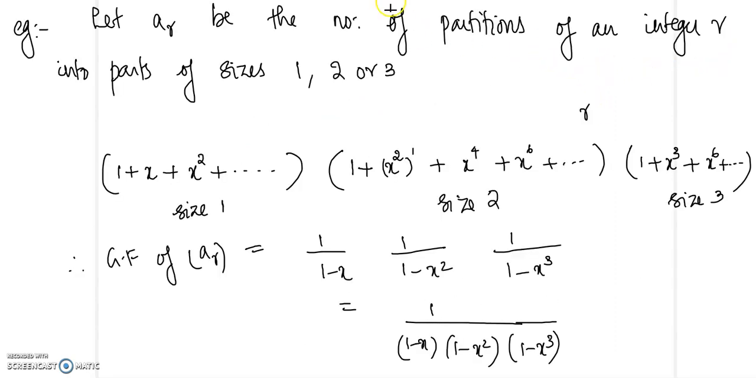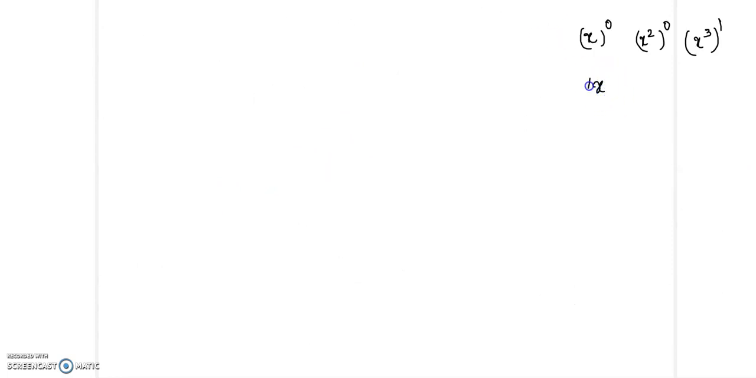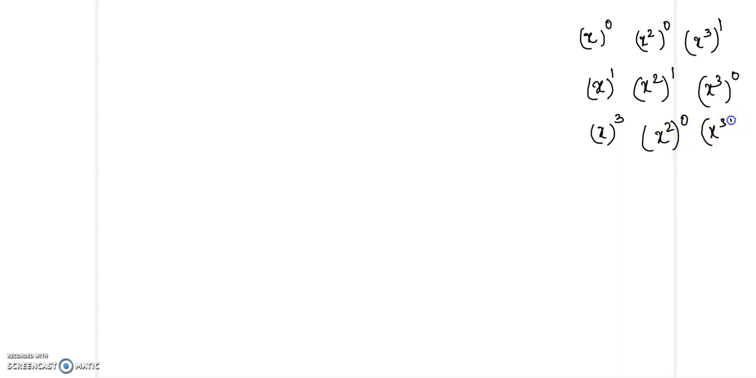So 3 comes from x power 0, then x square whole power 0, then x cube power 1. Okay, then what else comes? Let us look at this: x and x square together give x cube, and then x cube with 1 gives x cube. So x and x square power 1, x cube power 0, then x cube and x square power 0, x cube power 0.